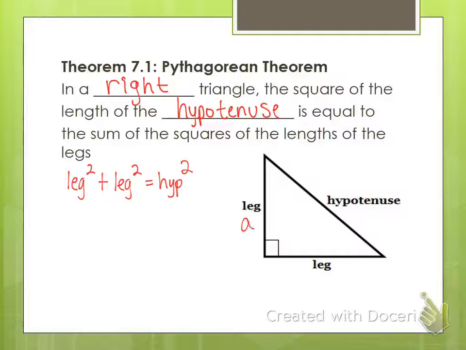Most frequently, the legs are labeled as A and B. The hypotenuse is always labeled with a C, which is what gives us A squared plus B squared equals C squared. It is important to note that the hypotenuse is always what we consider to be C. It is always the longest side. It is always the side across from the right angle. Questions, concerns, need more time?